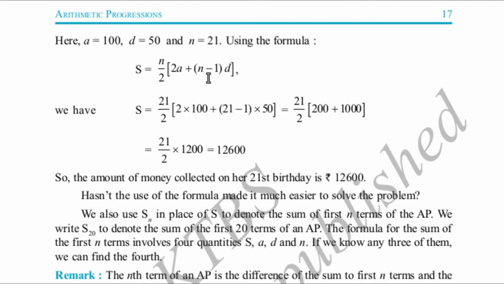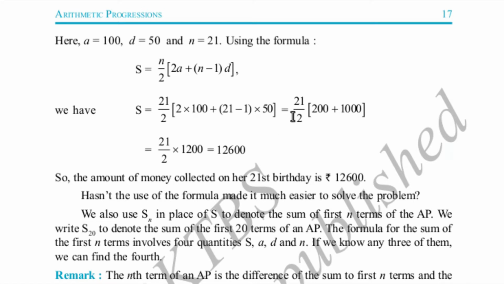We already know the equation. The sum of n terms of an AP is given by n by 2 into 2a plus n minus 1 into D. Now let us plug the values in the equation. The total sum S is equal to 21 by 2, n is 21, a is 100, again n is 21, d is the common difference 50.